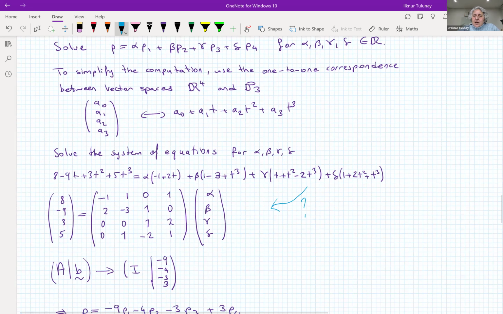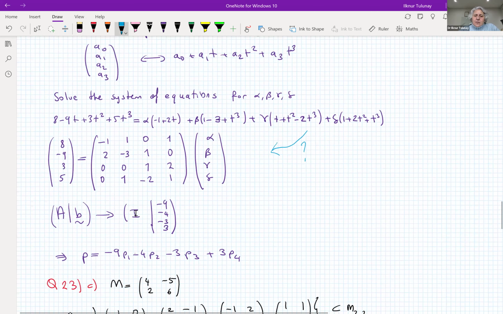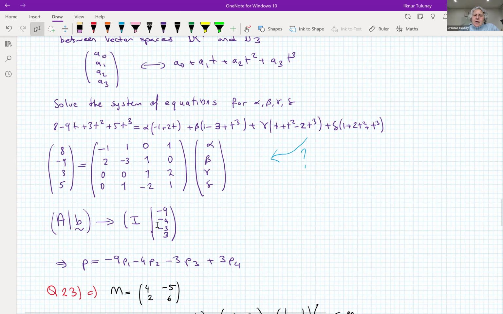Okay, just solve this equation system, and you will find the reduced row echelon form, and this reduced row echelon form gives you the unique solution, which is -9, -4, -3, 3, sorry. So we can write the polynomial p as -9 p1, -4 p2, -3 p3, plus 3 p4. So this vector here is the coordinate vector of p with respect to the basis B.